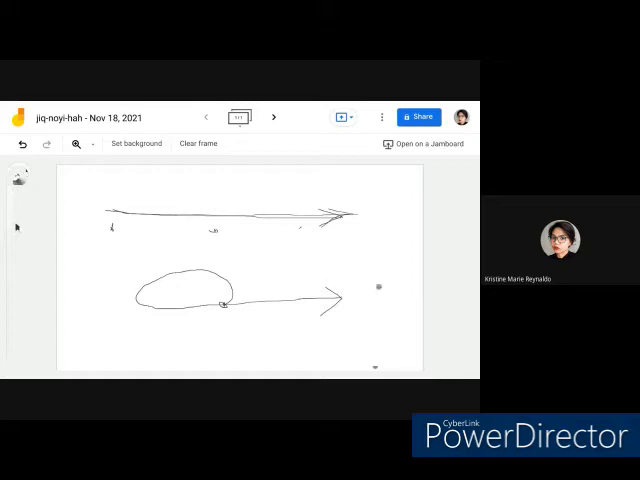Cyclical writing. Saya pala mag-Jamboard. Ngayon na ako nag-Jamboard for class.